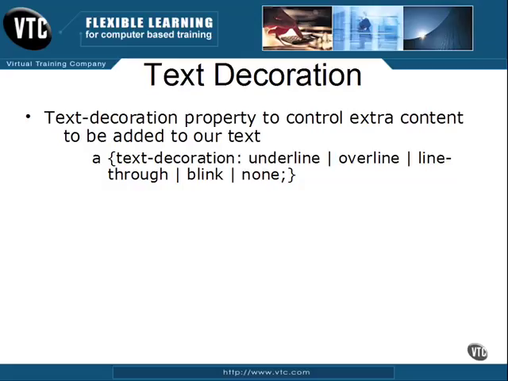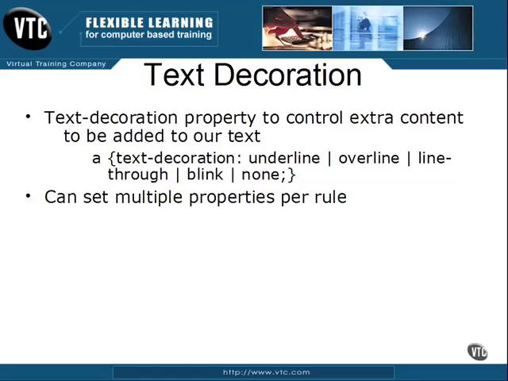Now, if you note here, line through in the slide is on two separate lines and there's a dash. Well, that dash is actually part of it, so it's line-through if you're going to use this. Then we have our blink. And blink is going to make it so that our text will flash off and on the screen. So in effect, blinking. And then our last text decoration is none, which will remove any text decoration that is either inherited or there by default.